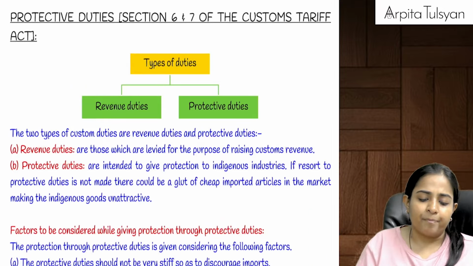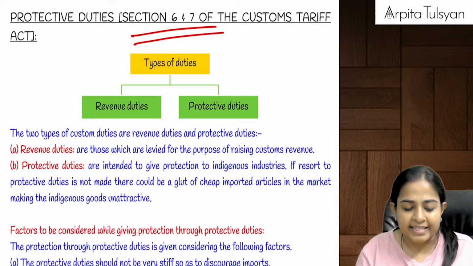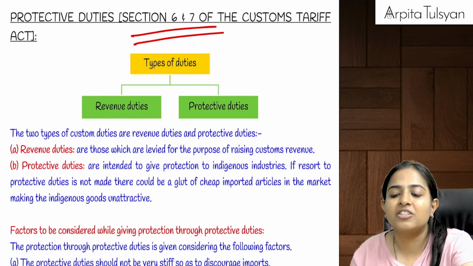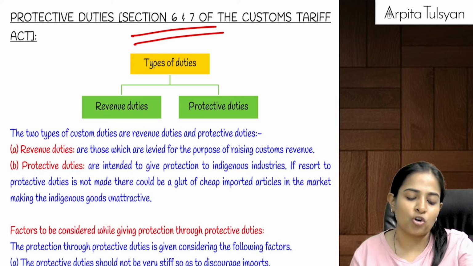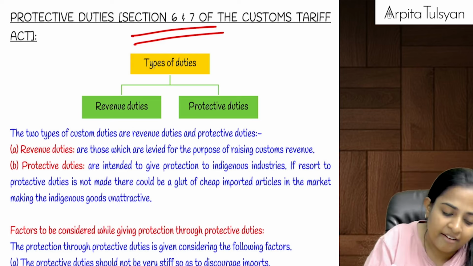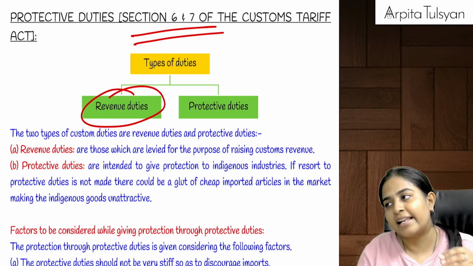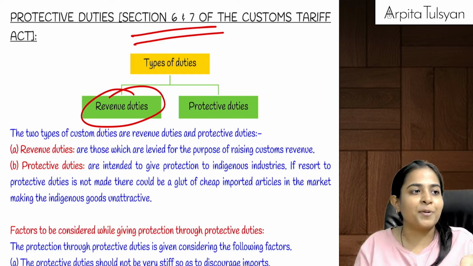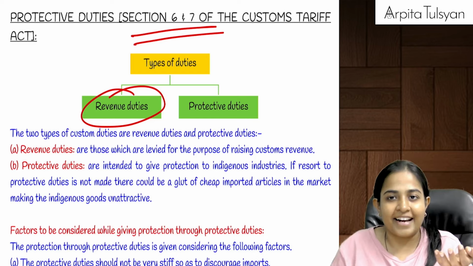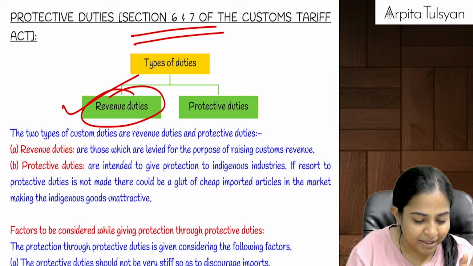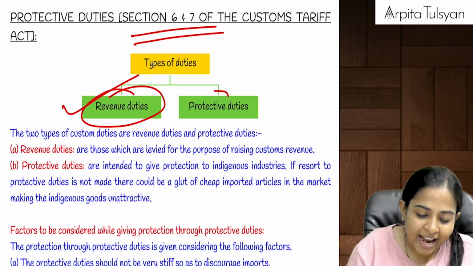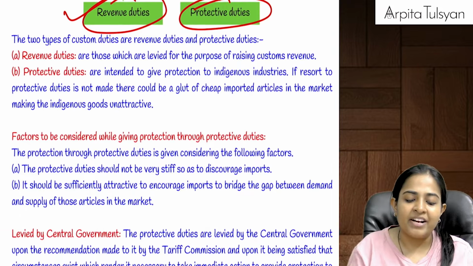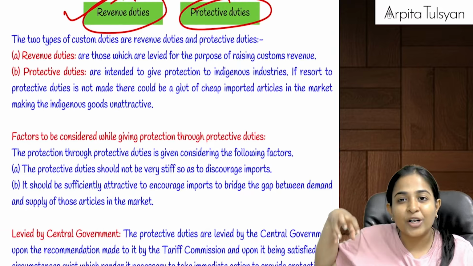Yes? Okay. Then going on to the next sections, that is section number 6 and section number 7. Section number 6 talks about revenue duties. Revenue duty is a duty which is levied by the central government to increase the revenue of the government. Just because it wants to increase its own revenue, it can levy revenue duties. And then there is something called protective duties.